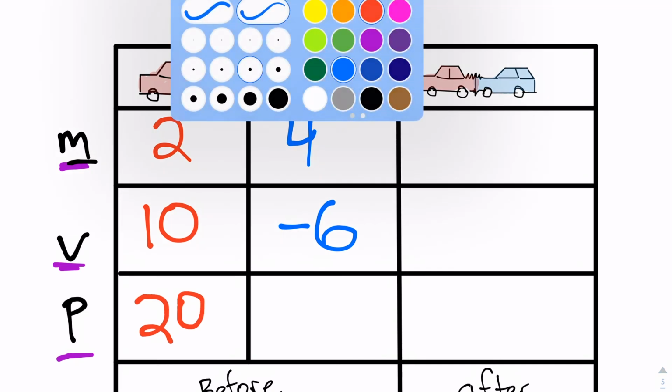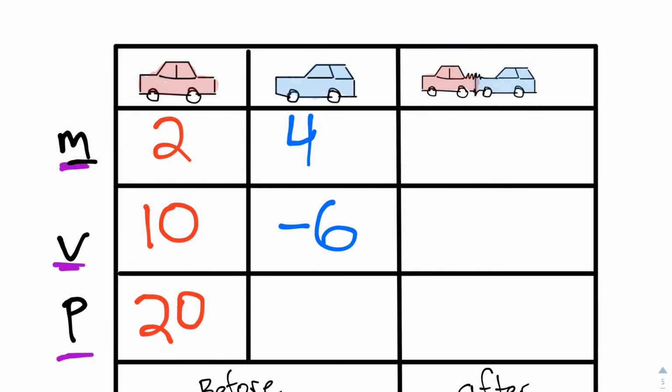And we're going to do the same thing for the blue car. P equals mass times velocity. Mass is 4. Velocity is negative 6.